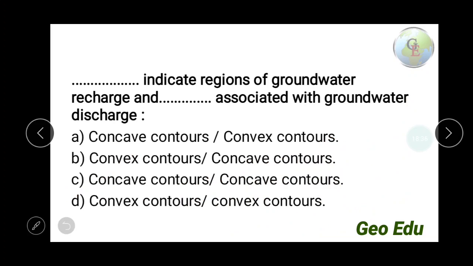Next question, dash indicates regions of groundwater recharge and dash associated with groundwater discharge. If we are recharging groundwater in a place, the groundwater regime will be like this, and if we are drawing, means discharging, like this is a tube well, the groundwater cone will be like this. So the answer will be option B, convex contour for recharge and concave for discharge. So option B will be the answer.